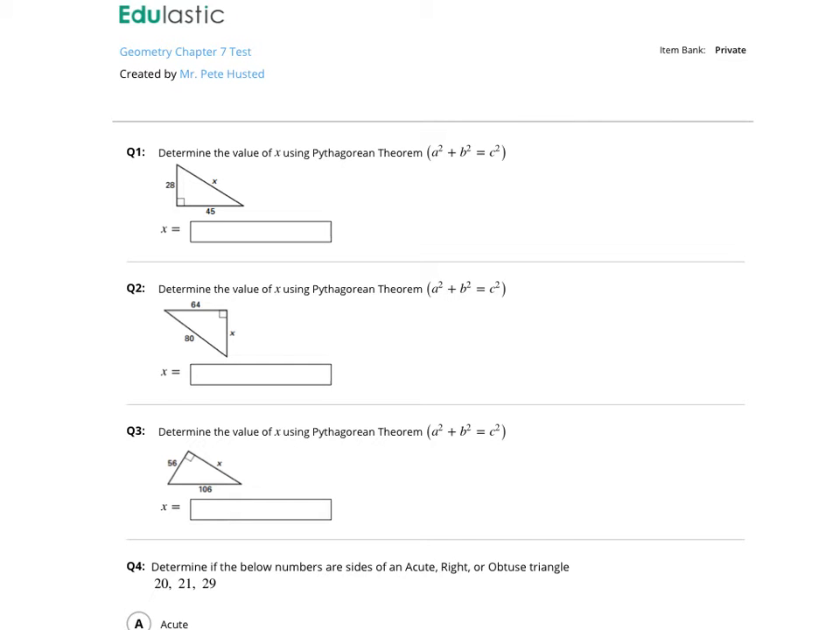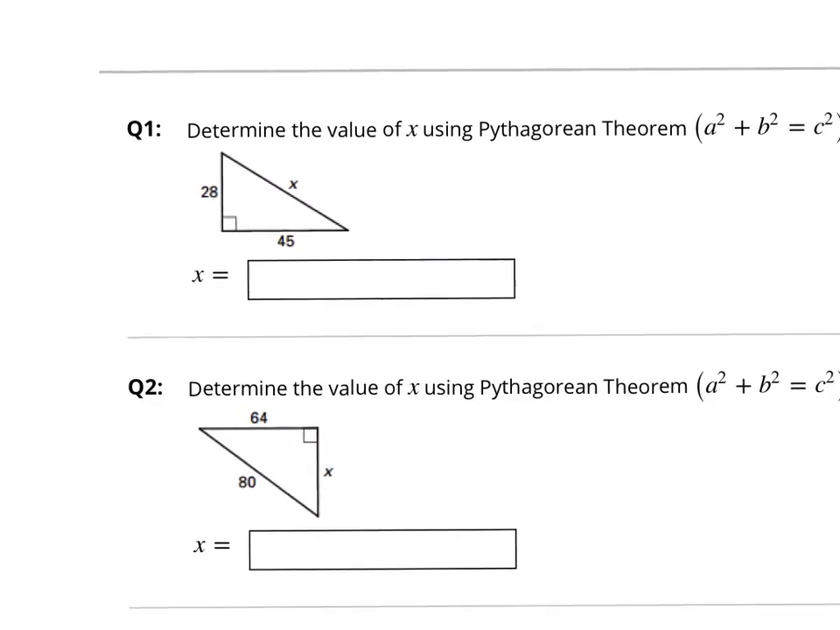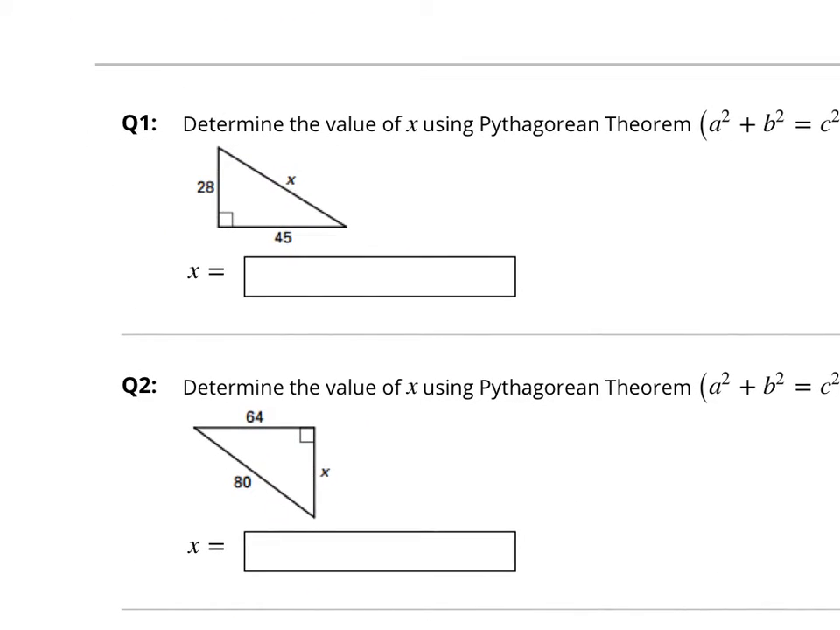Okay, here's your Chapter 7 test. On the first 3 questions, we're going to use the Pythagorean theorem. You can see it's listed right here. The most important thing you need to make sure you do on every one of these is to label your sides. Always label your sides first.